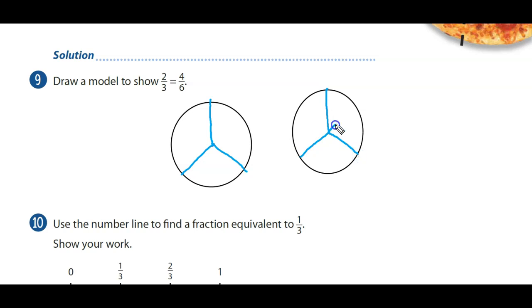And then from the center, I'm going to go out like this. From the center, I'm going to go out like this. From the center, I'm going to go out like this. That gives me 6.